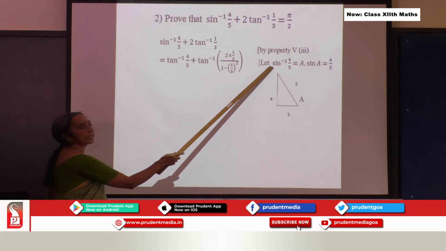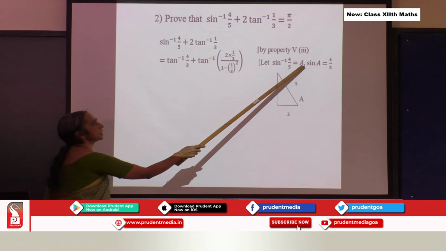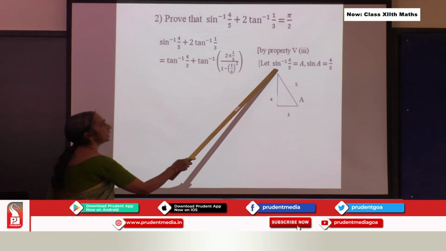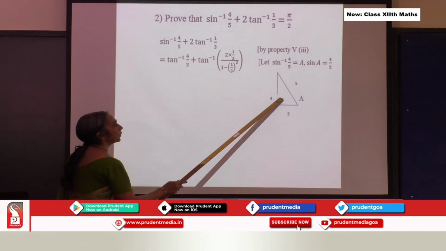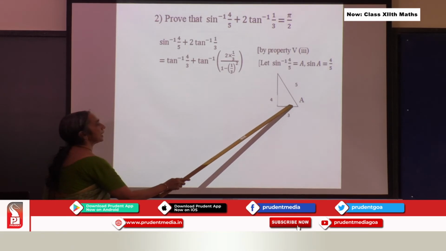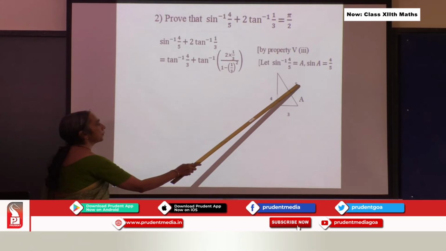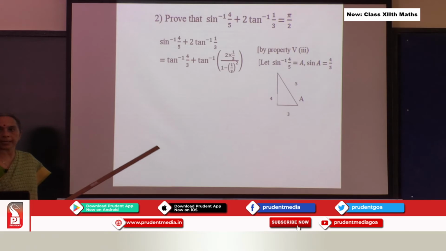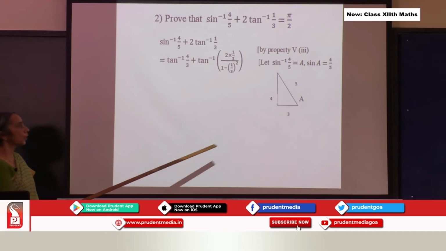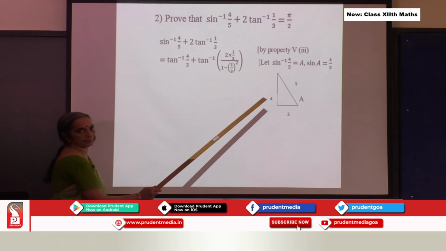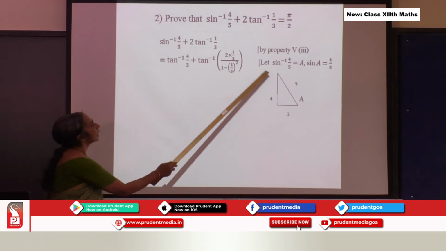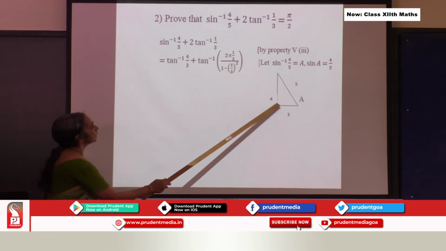Suppose you take sin inverse of 4 by 5 is equal to A. Then sin A is equal to 4 by 5, opposite upon hypotenuse. This angle I took as A. So opposite upon hypotenuse. Then adjacent by Pythagoras theorem: root of 25 minus 16, root 9, which is 3. Therefore, tan A is 4 by 3.